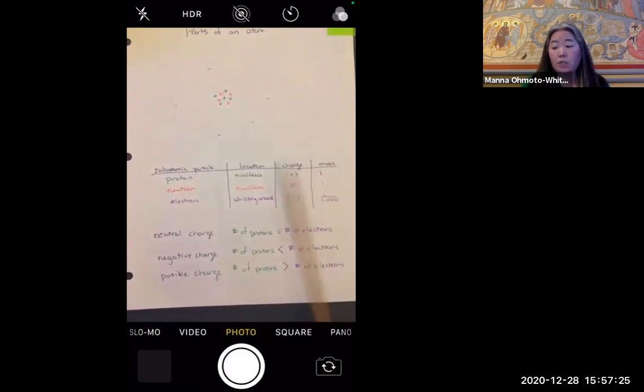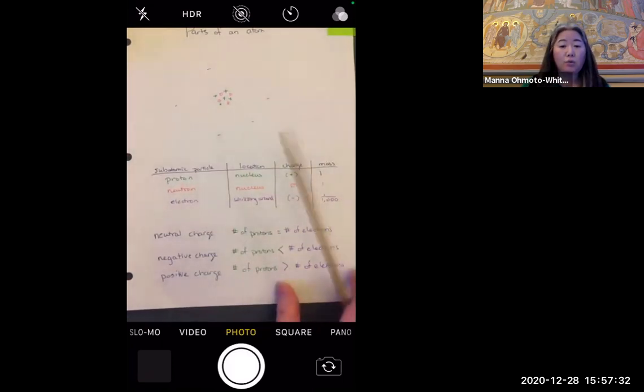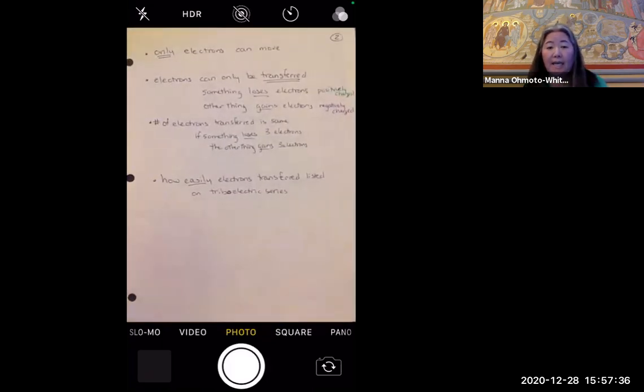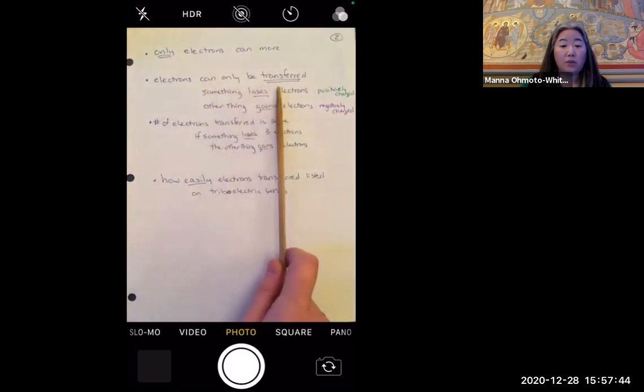What's important to notice is that because the electrons are so light and they're on the outside, like eyebrows, they're easy to add or to remove. So only the electrons can move. I can't transfer any protons. If I transfer protons, it's a nuclear change. That's something that's really difficult to do. So only electrons can be transferred.